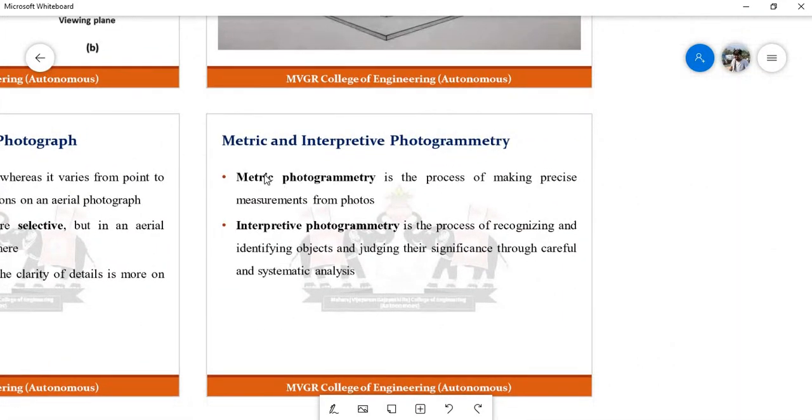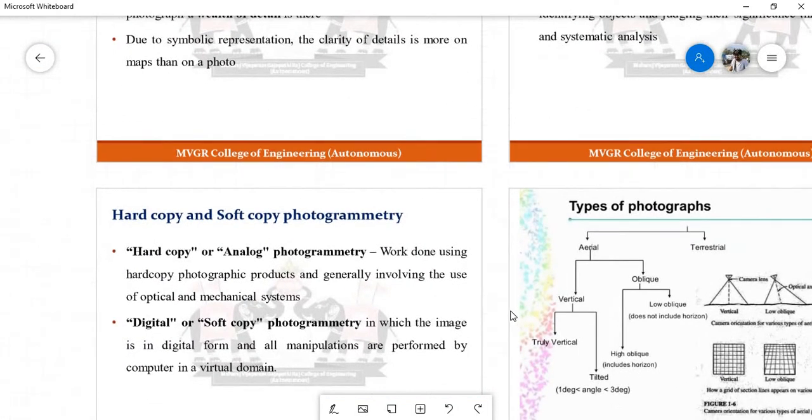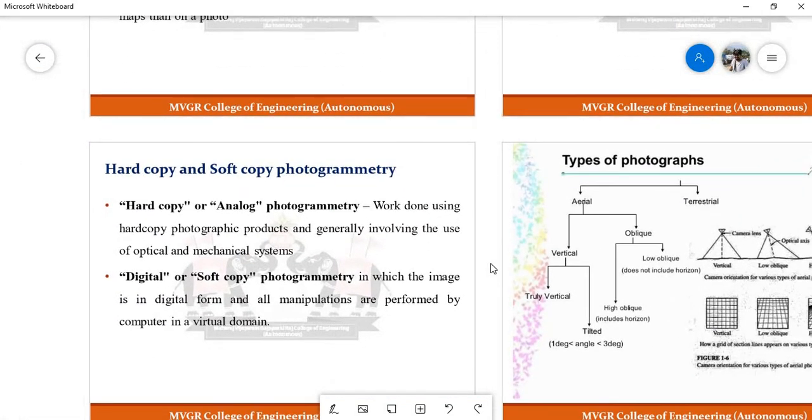As I already told, the differences between metric and interpretive: as the name suggests, metric means measure, interpretive means we will recognize or identify objects. This is very important. And again, some differences between hard copy and soft copy photogrammetry. Hard copy means analog work done using hard copy photograph products and generally involving the use of some mechanical systems. Digital means use of software.